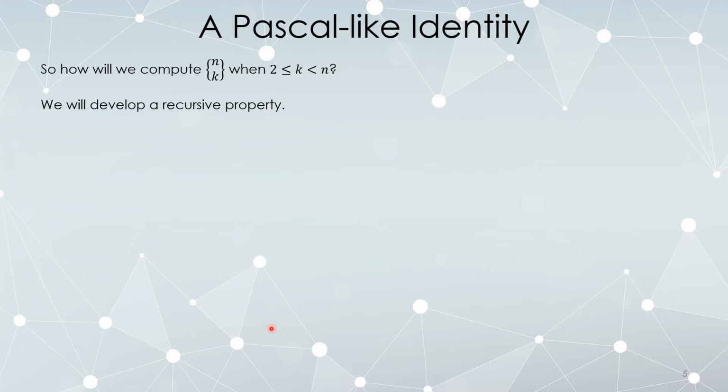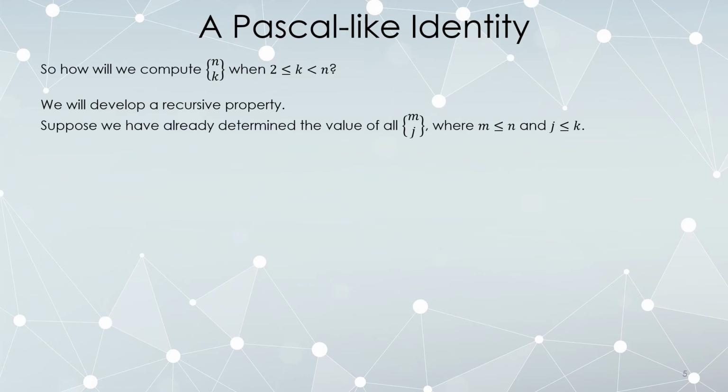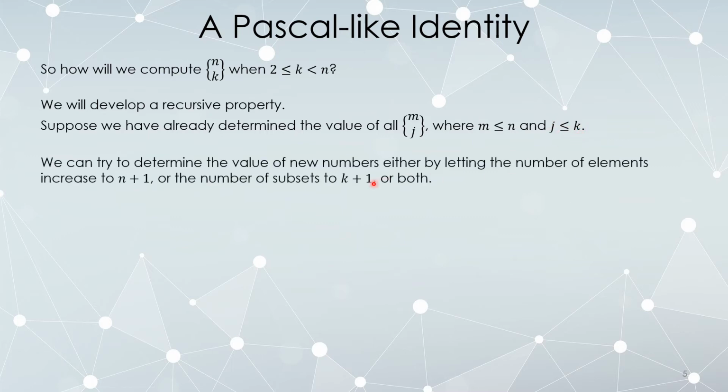So we're going to develop a recursive identity that's going to look a lot like Pascal's identity. Suppose we've already determined a whole bunch of Stirling numbers of the second kind. Specifically, all of these m's up to and including n, and all of these numbers of sets up to and including k. So now we're going to try to determine the value of new Stirling numbers of the second kind by letting the number of elements increase to 1 larger, to n plus 1, or possibly the number of subsets will increase to 1 larger.